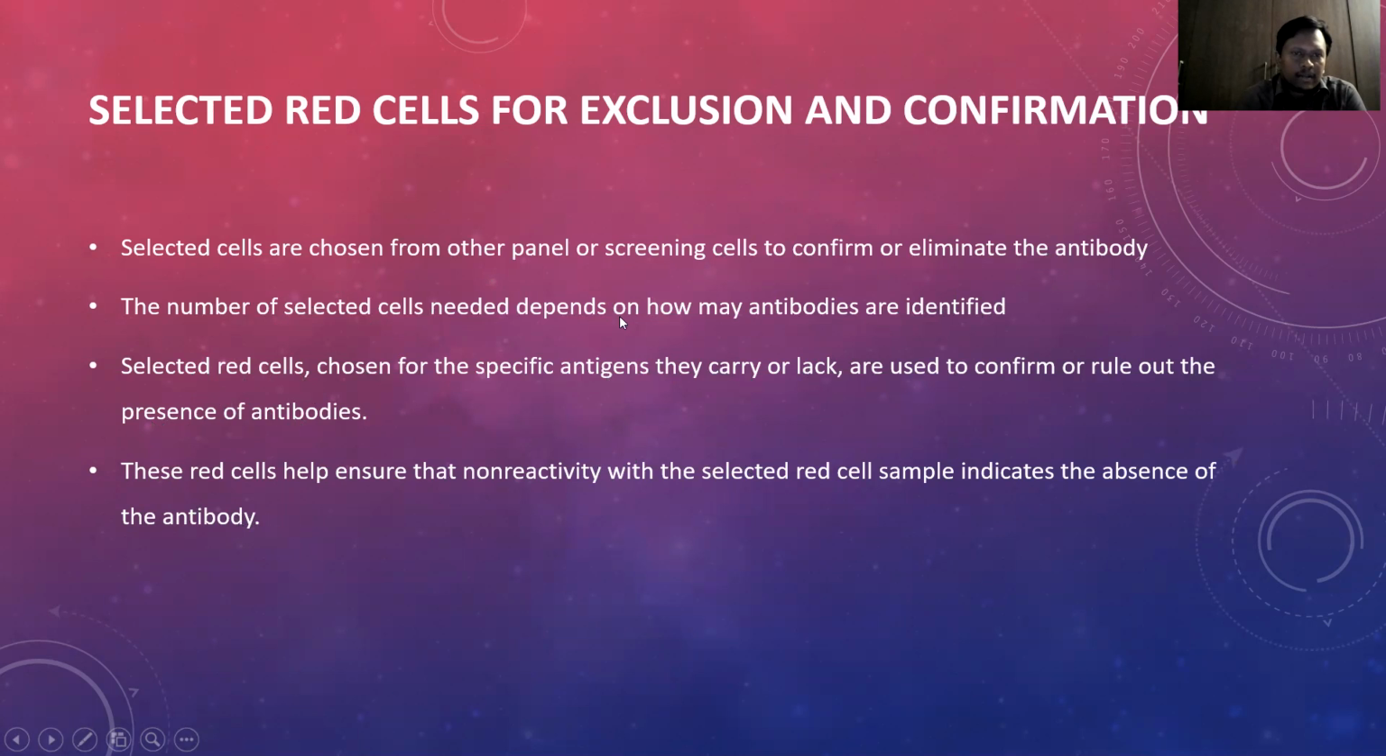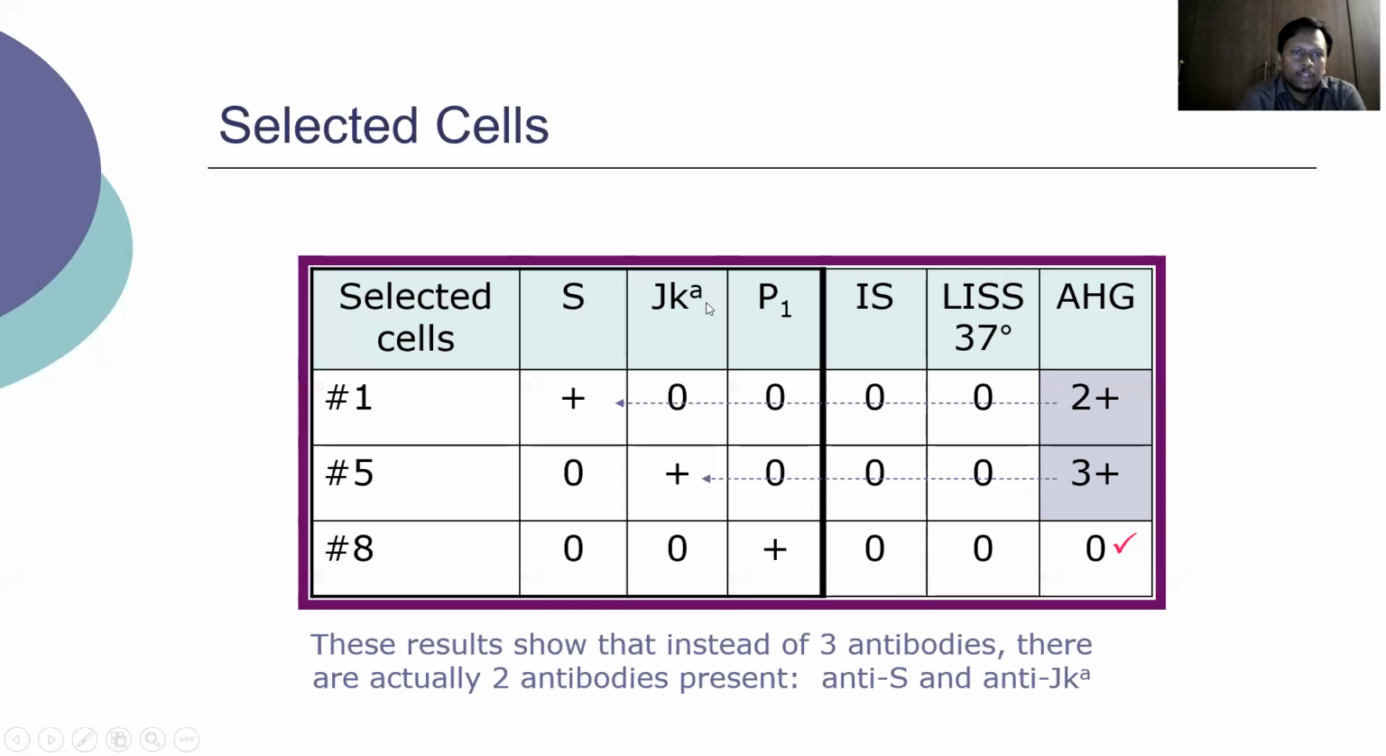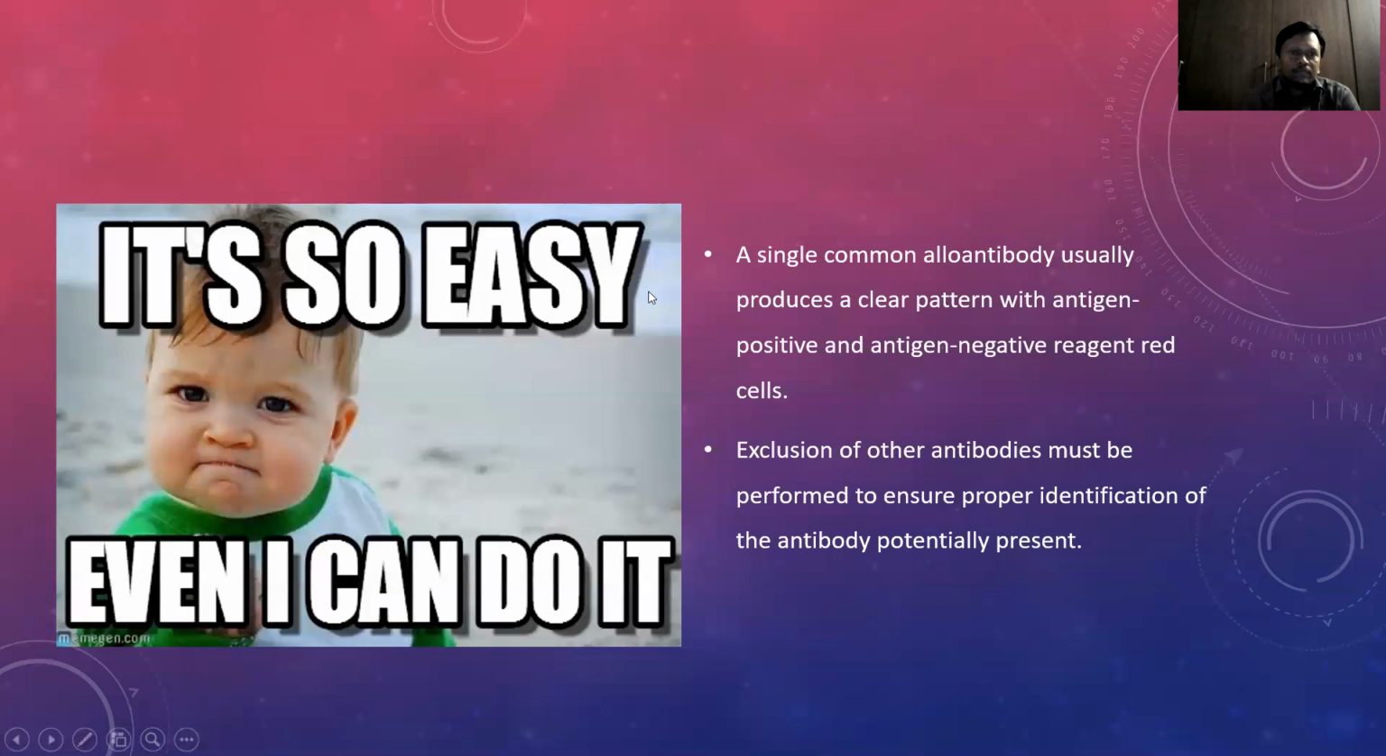So we can take some selected red cells and check whether the antibody is working against them or not. In this example, you see this patient is suspected of having 3 antibodies: capital S, JK, and P. So what we have done is we have taken 3 selected cells, 1, 5 and 8, and each cell has only 1 antigen present and the remaining 2 are absent. When we run this test, we see the reaction is happening only in cell panel 1 and 5, which contain capital S and JK. Cell panel 8, which contains the P antigen, is giving a 0 reaction. So instead of 3 antibodies, there are actually 2 antibodies present, capital S and JK.